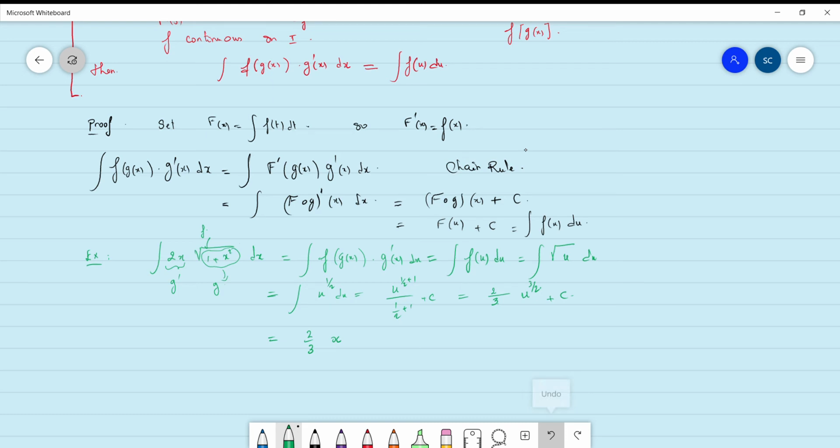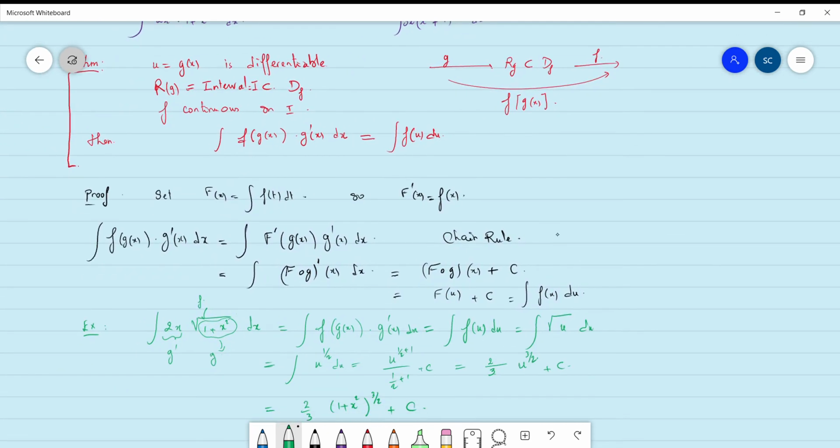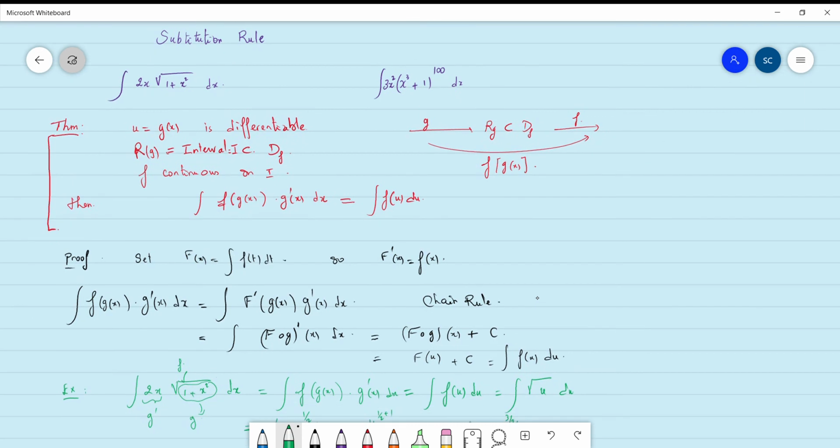So my u, don't forget, our u is 1 plus x², to the 3/2, plus c. So this is my answer. So you see how it is very practical and useful. Okay, similarly for the second example, we can do similar calculus steps.